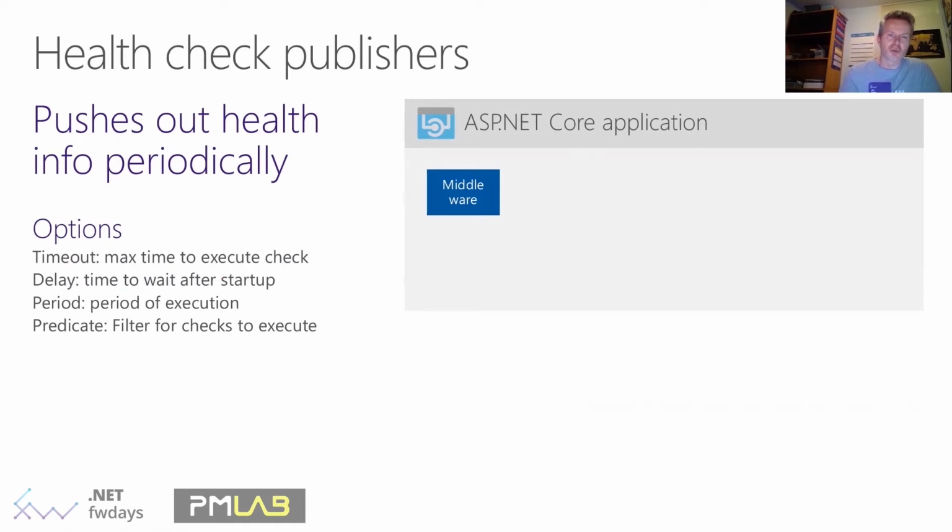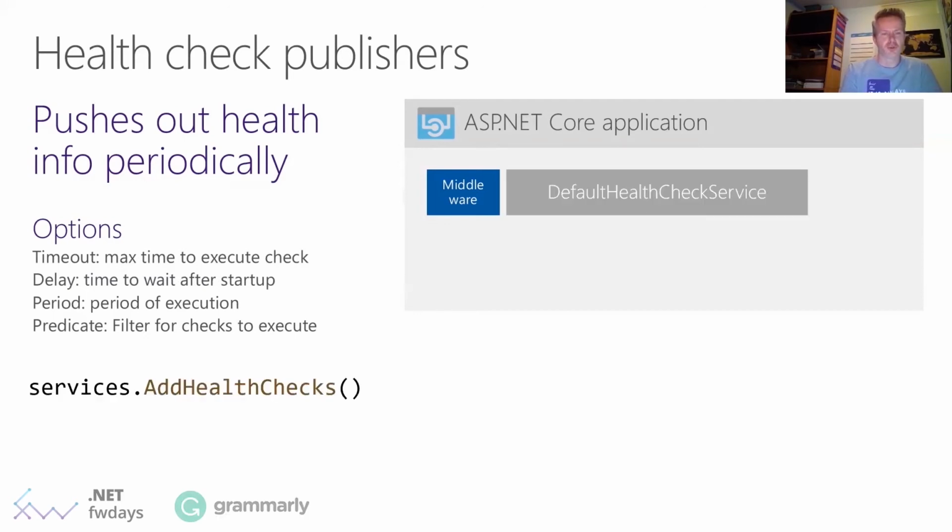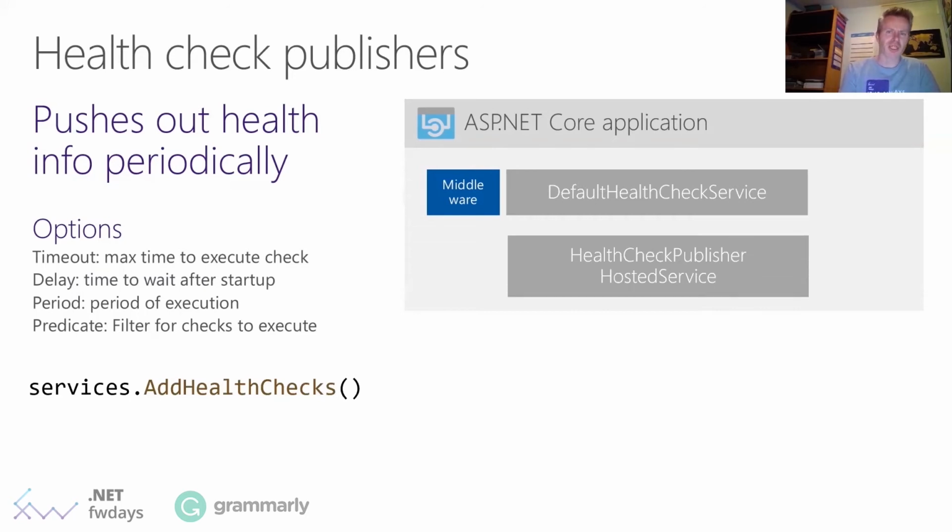Another way of doing it is using publishers. And with publishers, you would not wait for someone to query your status, but you would push it out periodically. And this is kind of like the metrics approach. You are sending out metrics containing your health information. A lot of options that you can configure for a publisher on timeouts, on periods of execution, but it does pretty much the same thing. You would need to register the health checks in the dependency injection system, giving you the health check service. But as soon as you start registering publishers, you will get the health check publisher hosted service, which is a background service. And that will do the periodic checks for each and every one of the publishers that you register.